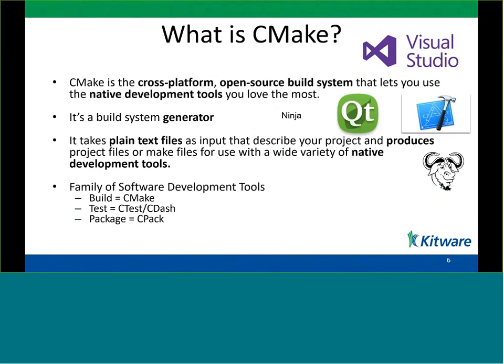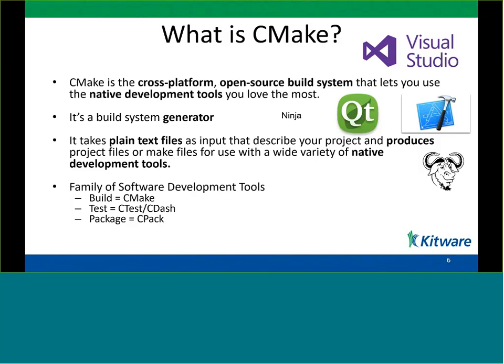So what is CMake? CMake is a cross-platform open source build system that lets you use the native development tools you love the most. Or maybe the next build tool that comes out that's really cool. So it's a build system generator. It doesn't actually do the build. It generates to different types of builds, so it can work with Ninja, Visual Studio, Xcode, makefiles. The input is plain text input files where you describe your project, and then it produces project files or makefiles for use of a wide variety of native development tools.